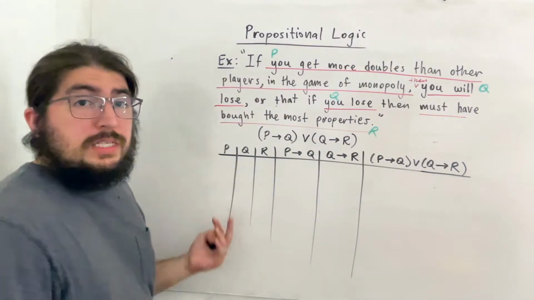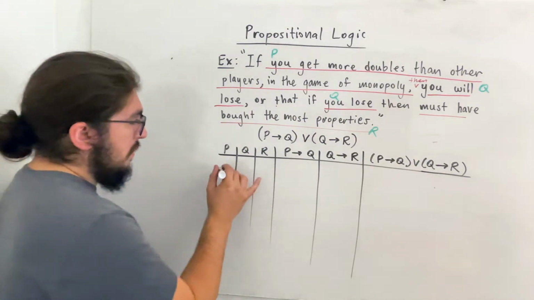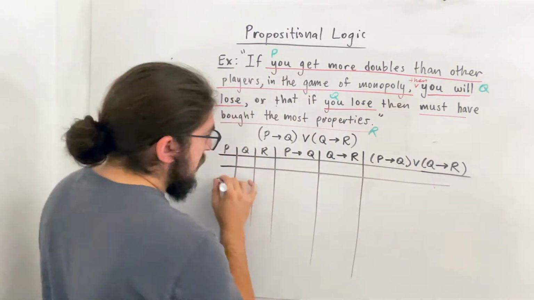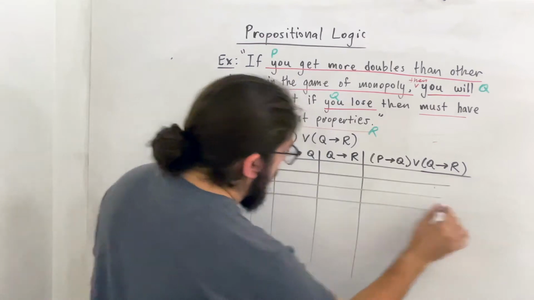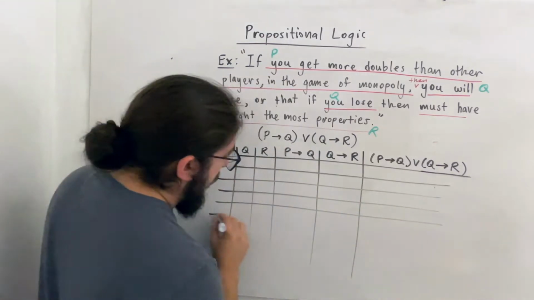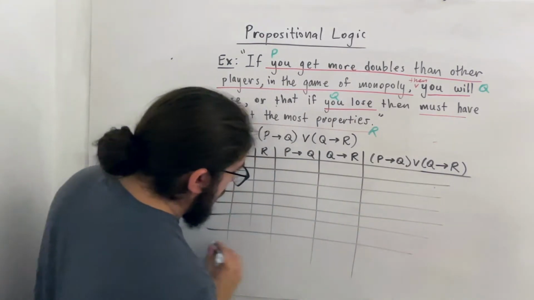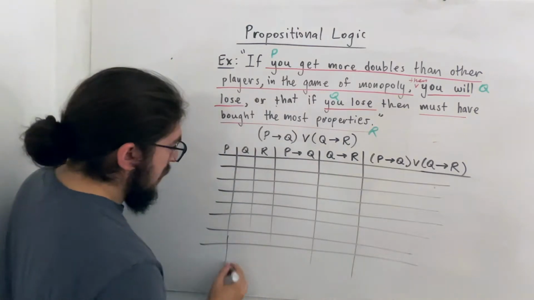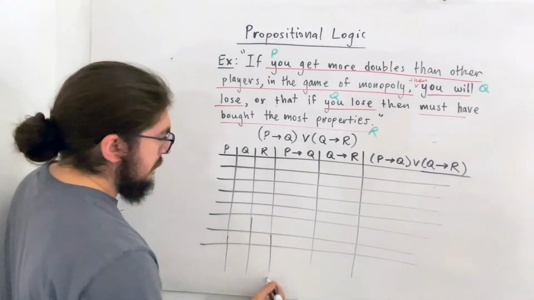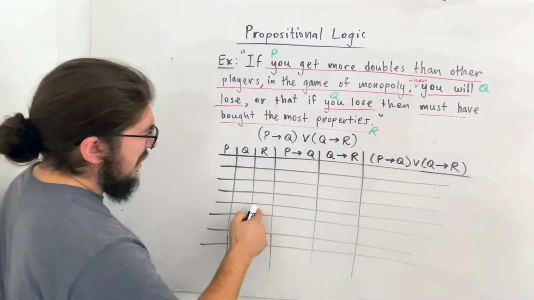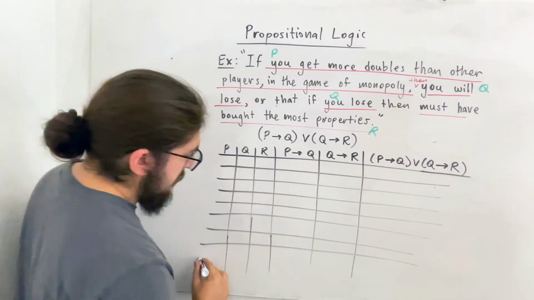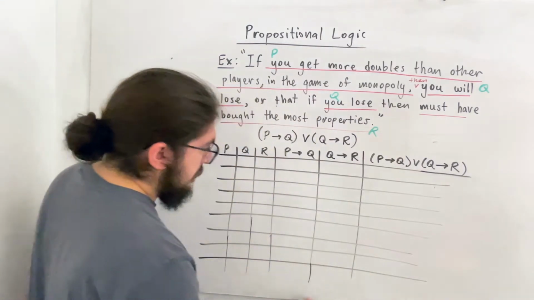Now remember, when you have three statements, 2 to the third is 8, so there's a total of 8 possibilities here. Let's see if we can do this justice. It's 4, 5, 6, 7. I think that should be 8. Not quite, one more. Okay, that should do it.